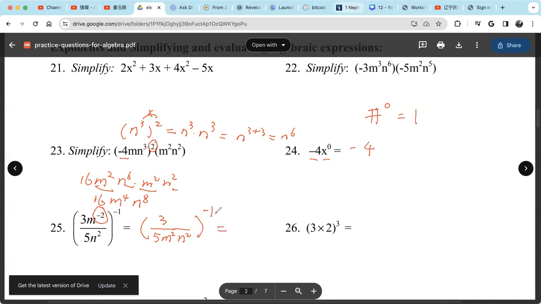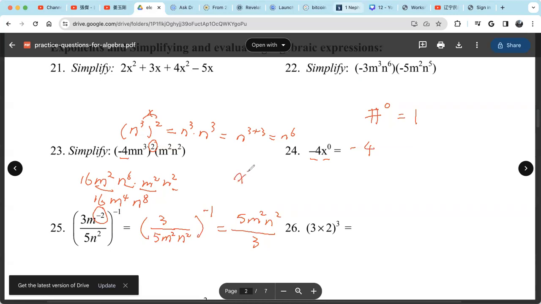Now, what does negative 1 mean? Raised to negative 1 means the inverse of the inside. So we just flip over the numerator and denominator. So I have 5 m squared n squared divided by 3. And that's it. We don't really have to write it in parentheses raised to 1, because anything is raised to 1 by default. So here maybe I explain a little more.